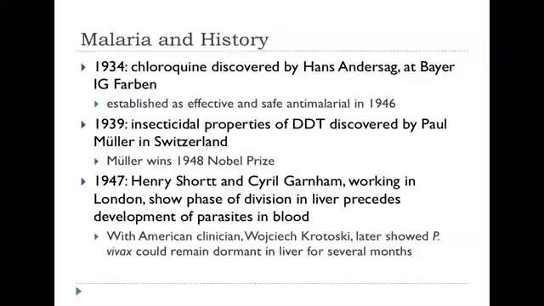DDT was shown to be a very good insecticide by this guy Paul Müller, and he won the 1948 Nobel Prize. You can see a lot of Nobel Prizes associated with malaria research, and perhaps justifiably so. And then it took a few years more before people started looking at what goes on in the liver and understanding the liver phase of the life cycle.